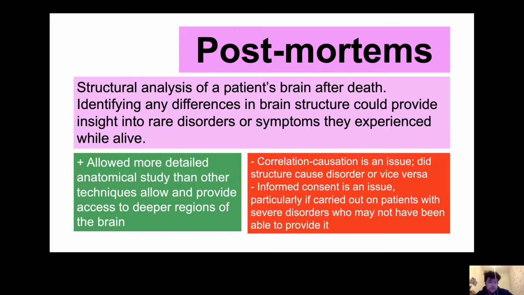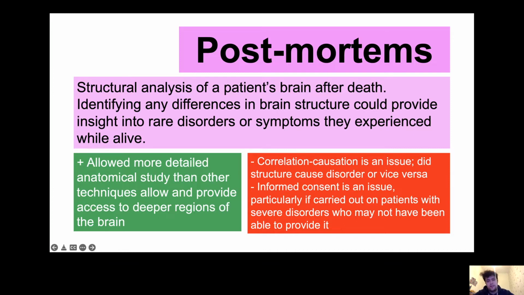Informed consent may be an issue. If you've got someone who's had a particularly rare disorder, it may be scientifically valuable to investigate their brain with a post-mortem, but they may not have given consent for it when they're alive, or their family may not have done. And if they've got particularly rare disorders, they may not be able to give consent either. So even if you could have asked them, they wouldn't have been able to.